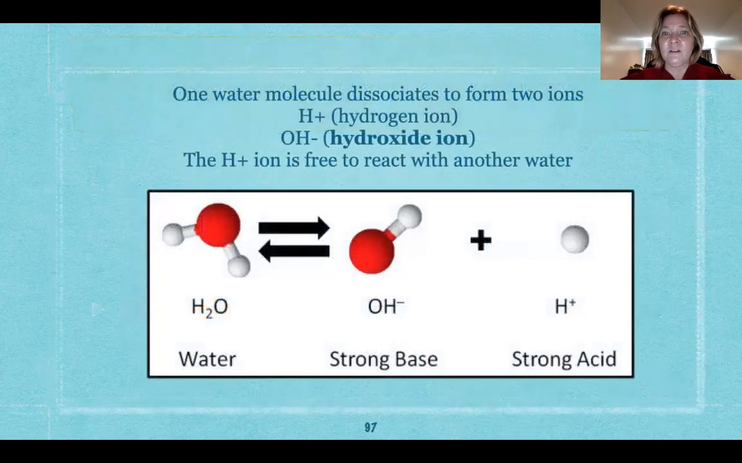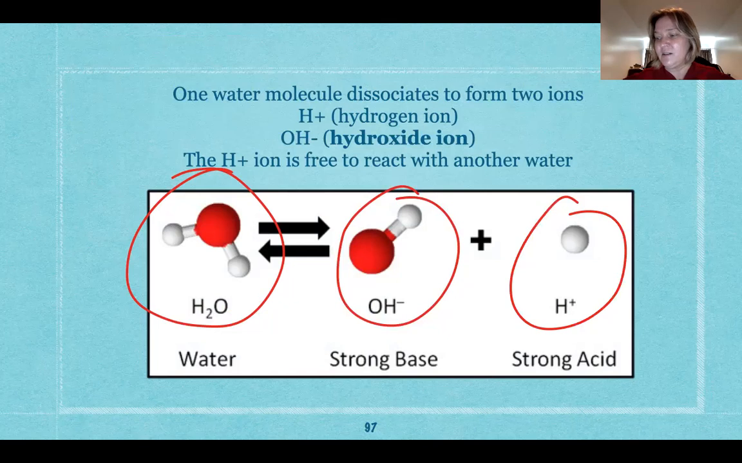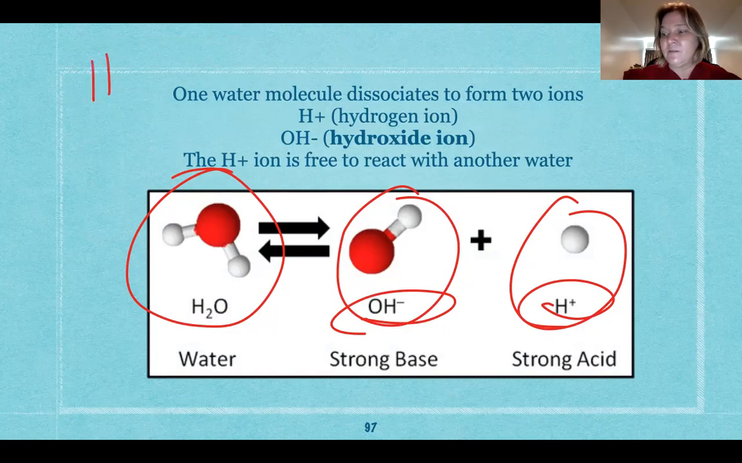Okay, so one water molecule dissociates to form two ions. You have the hydrogen ion and the hydroxide ion. So here we're looking at just one water molecule and how it separates into two different ions. You have hydrogen and hydroxide, which is OH. Now, this hydrogen ion is the same thing as a proton, because if you remember, hydrogen is element number 1. Let's review some chemistry, right? And that means that it has one proton.